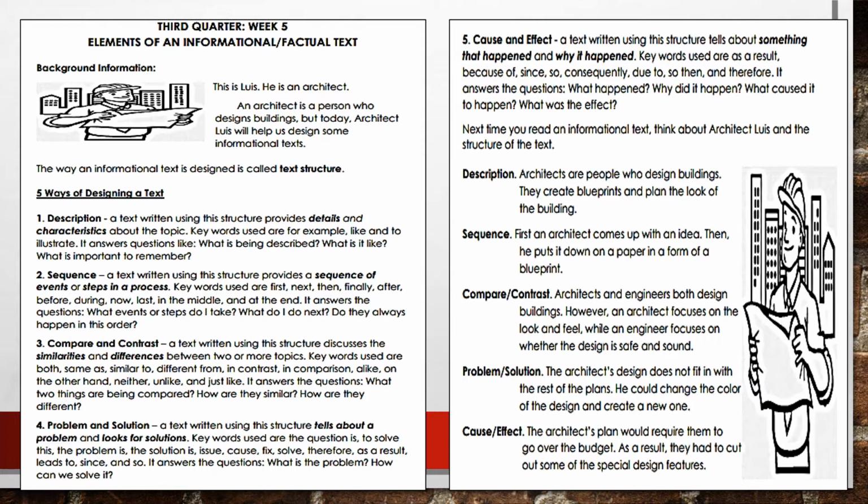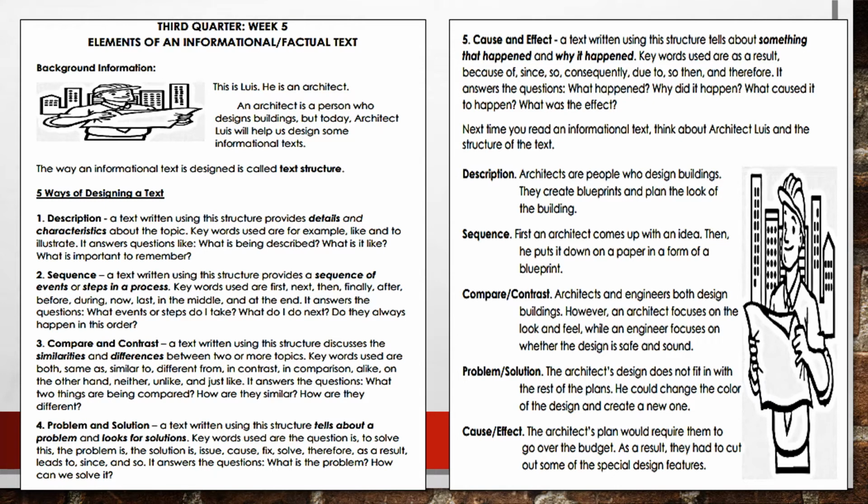Number 3, compare and contrast. A text written using this structure discusses the similarities and differences between 2 or more topics. Keywords used are both, same as, similar to, different from, in contrast, in comparison, alike, on the other hand, neither, unlike, and just like. It answers the questions, what two things are being compared? How are they similar? How are they different?